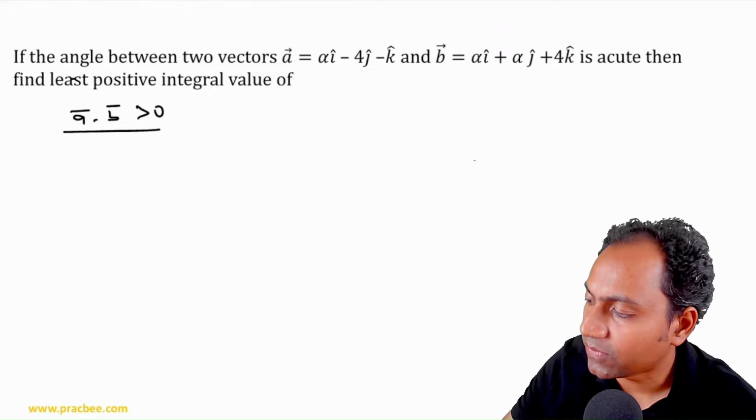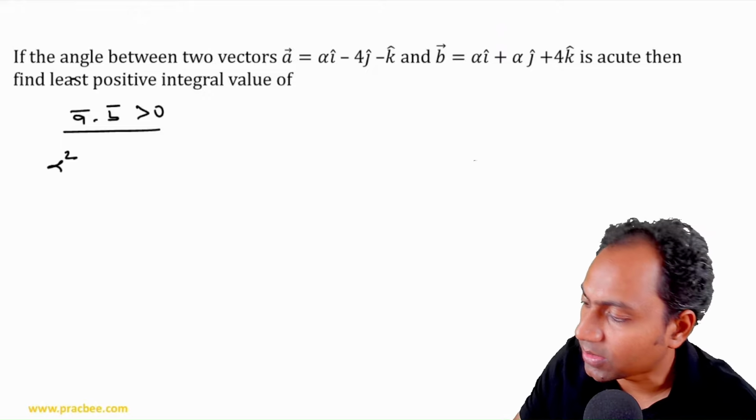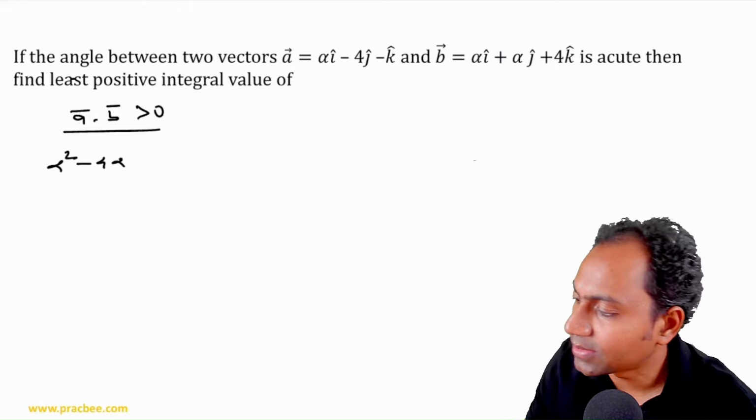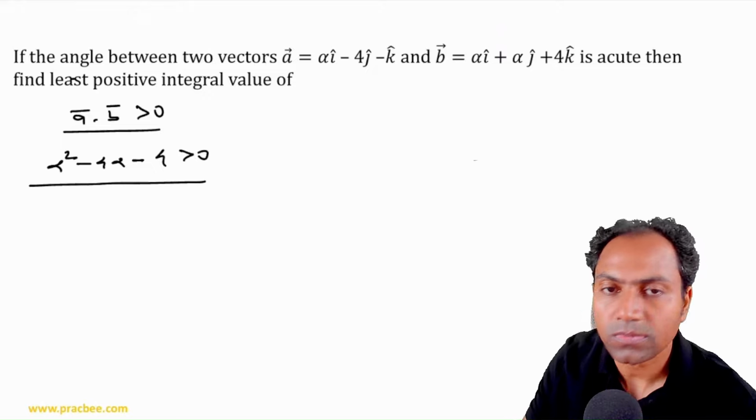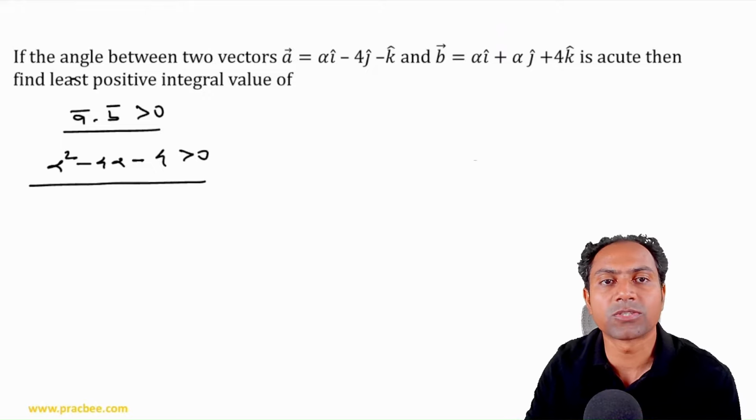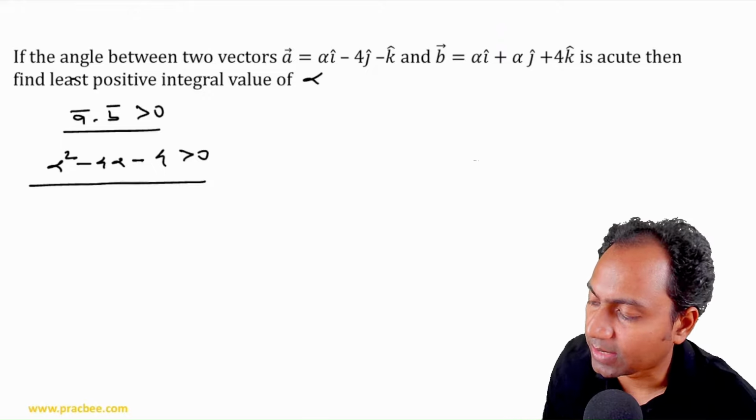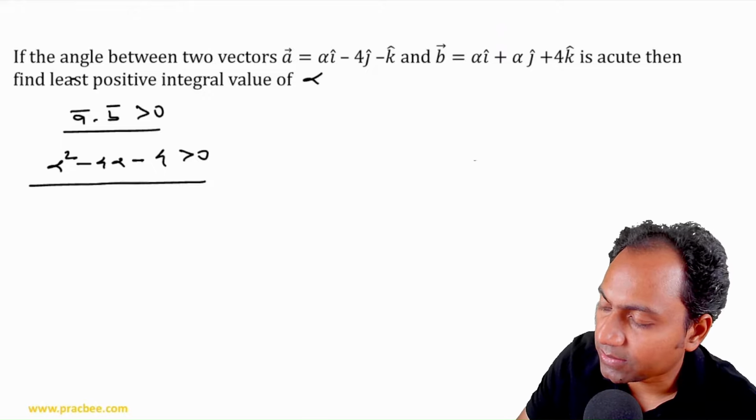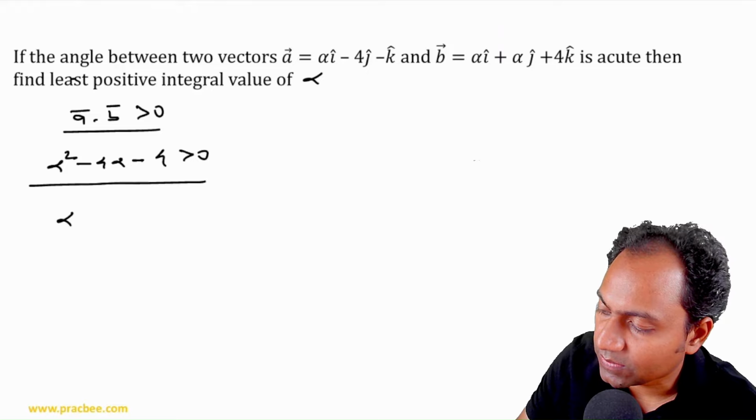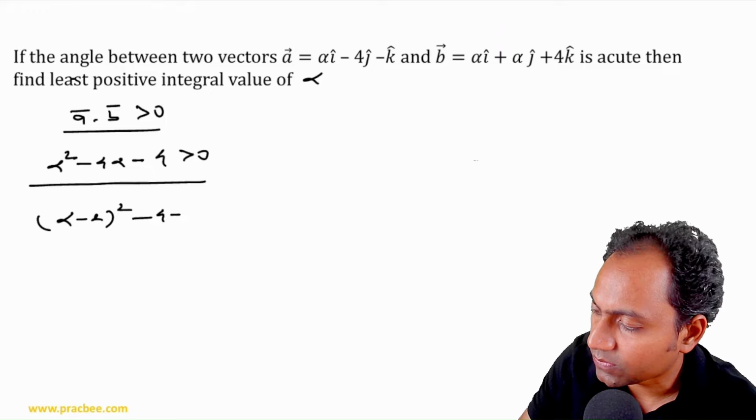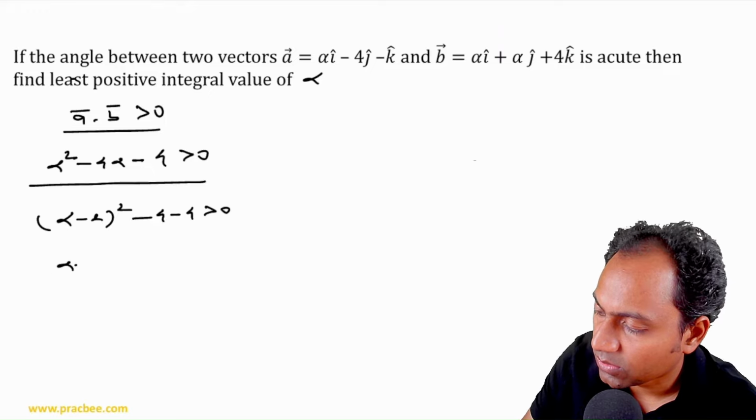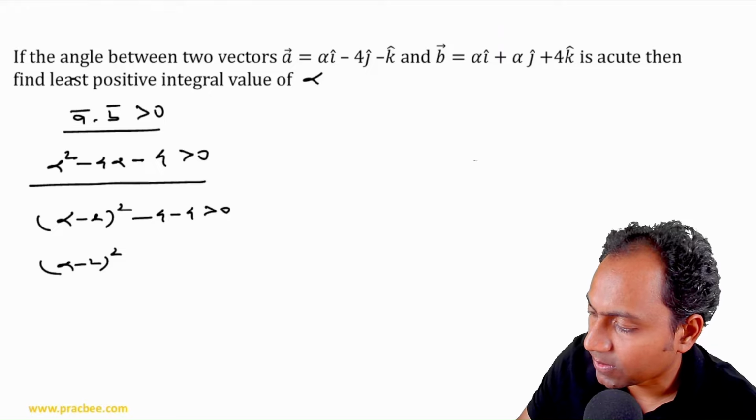As simple as that. So if I take their dot product, it comes out to be nothing but alpha square minus 4 alpha minus 4, and this needs to be greater than 0. Now what they're saying in the question is what is the least value of alpha such that this happens. So you can see that if I simplify this, this will become alpha minus 2 whole square minus 4, minus 4 is greater than 0. So alpha minus 2 whole square minus 8 is greater than 0.